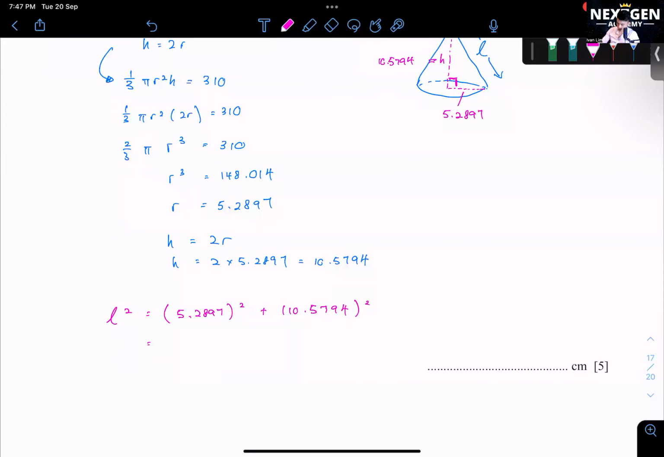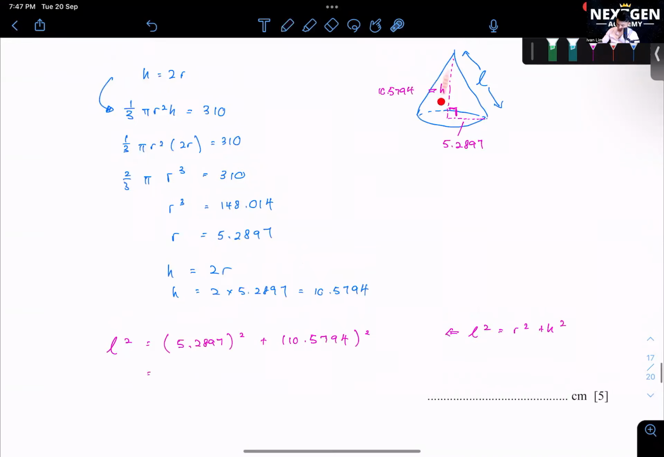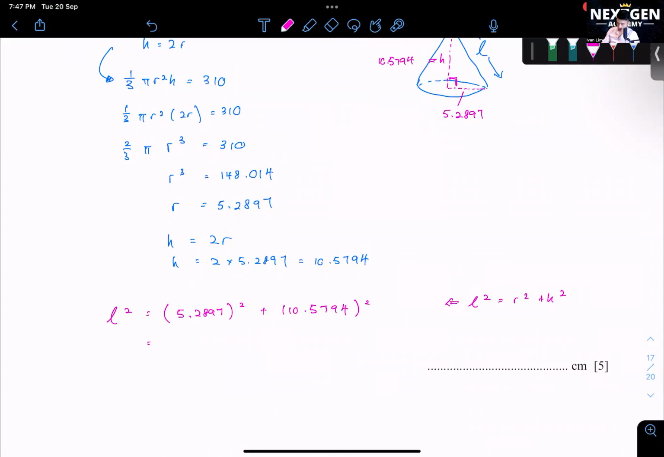Okay, L square equals R square plus H square, based on this triangle here. Just type into your calculator. This one you get 139.91. Length will be equal to 11.8, okay, 11.8 cm. Cool.